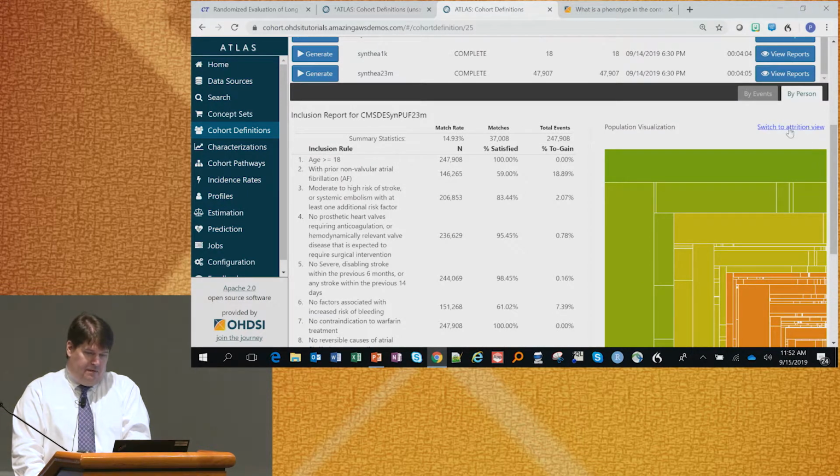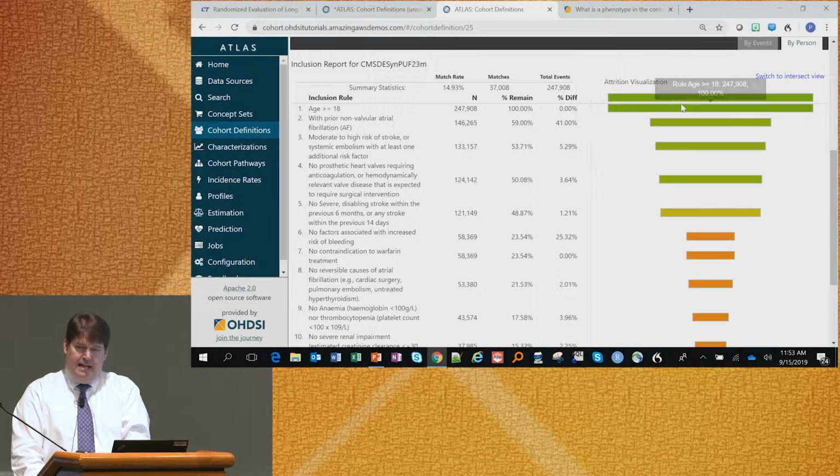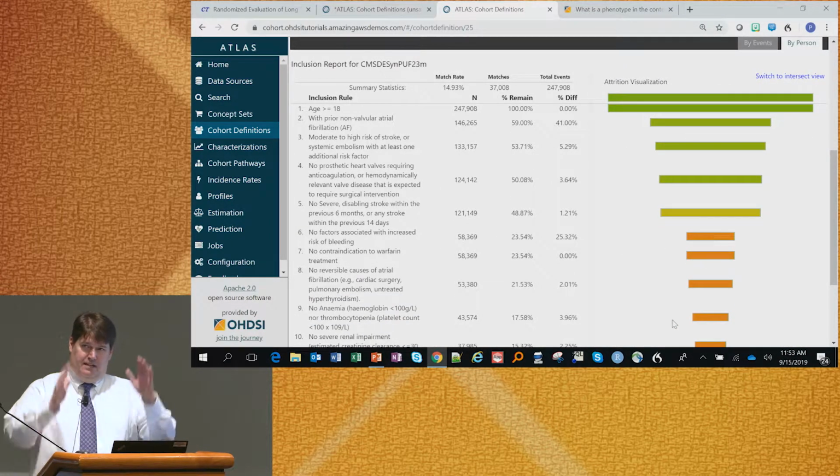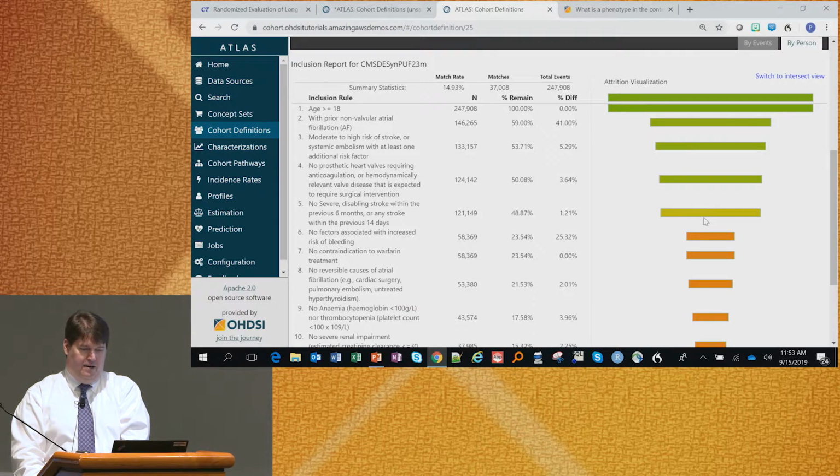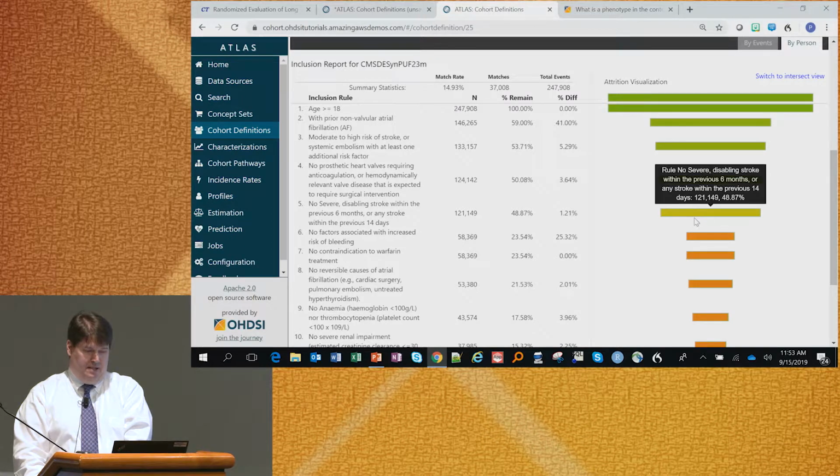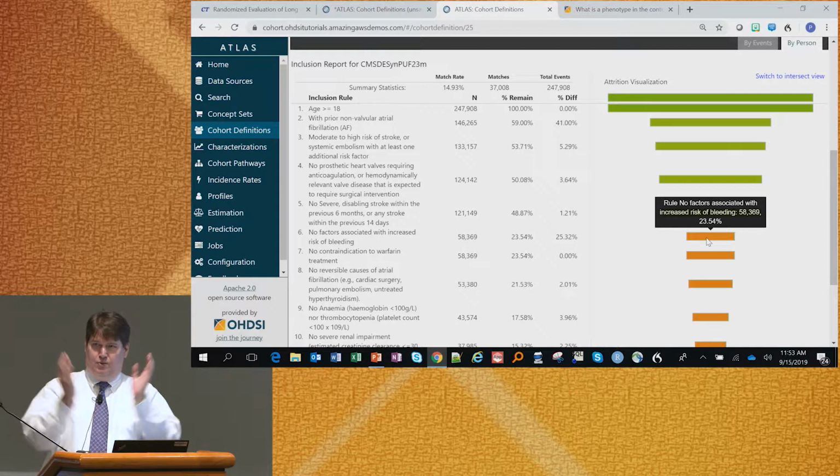We can also have a different view over here that will show you how, as you go through each inclusion rule, the criteria starts really whittling people down, and we can see that, right here, we dropped off a lot of people. So as soon as we got to this severe disabling stroke, that was here, but as soon as we got to no factors associated with increased risk of bleeding, we suddenly dropped.